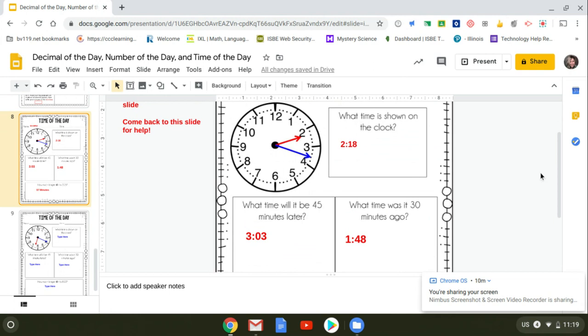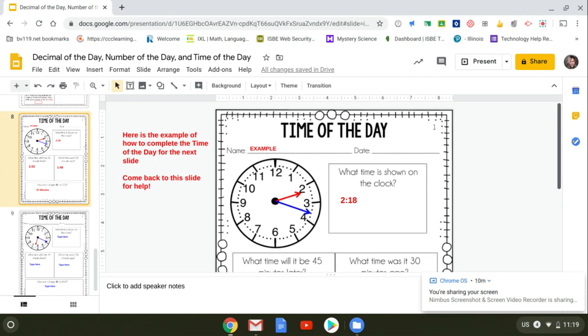Last thing you're going to do is time of the day. We haven't worked a huge amount with time this year, so I just want you to try your best. It gives you a clock, and it wants you to tell the time. So the red hand, which is your short hand, is your hour hand, and that's pointing to the 2. So my hour is 2. And then I have to count my minute hand, which is the blue hand. So I know my minutes go by 5. So this would be 5, 10, 15, but I'm not exactly on 15. Now I have to count the dots. 16, 17, 18. So my time is 2:18.